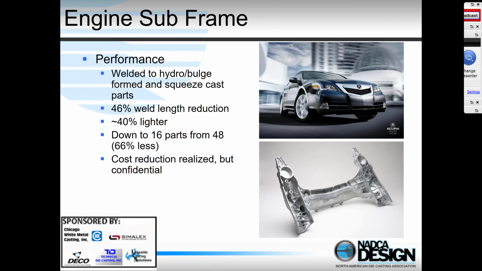This is a subframe, again a great application of die casting. It was 40% lighter, 16 parts instead of 48, which gave a 46% reduction in weld length, again minimizing assembly costs. This is a shock tower.